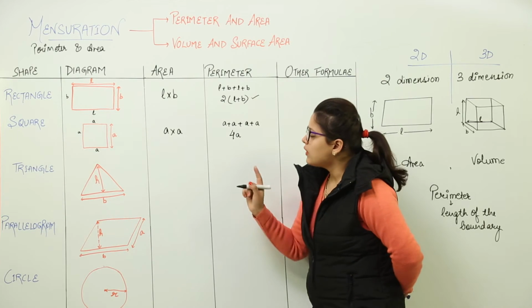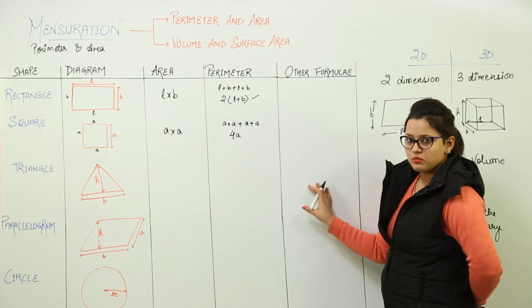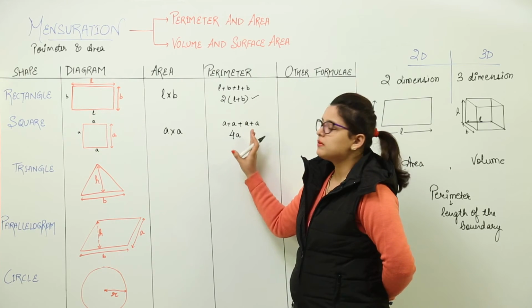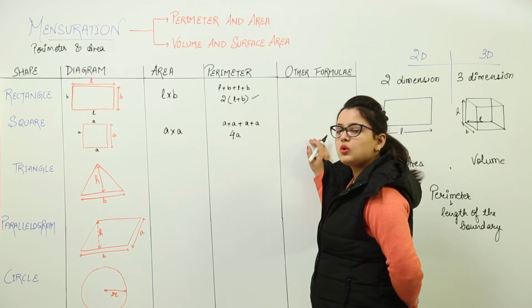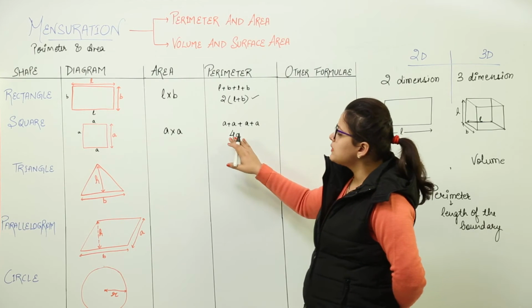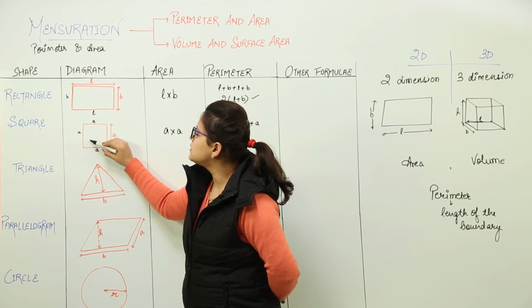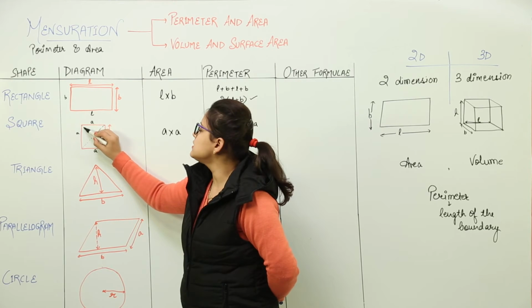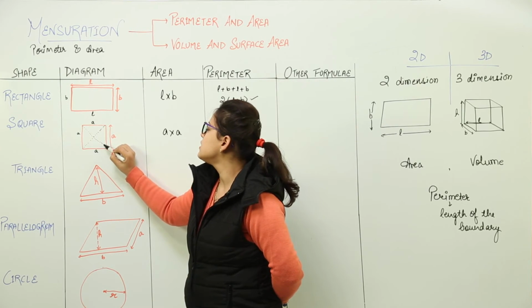Right? One more thing I would like to discuss here: as I have made another column for formulas, you might have to use some formulas other than area and perimeter. So I will be discussing them separately if required. For example, in this case, yes, we have a formula. You must be familiar with the term diagonal. What do you mean by diagonal? Diagonal means any line that joins two opposite vertices of a shape.